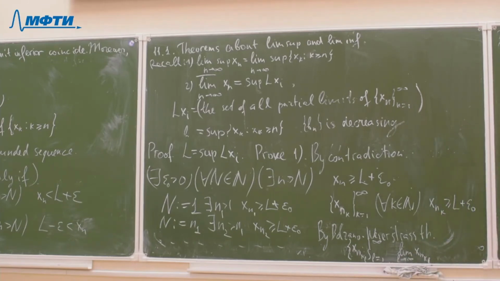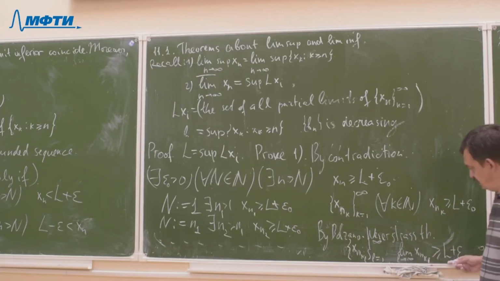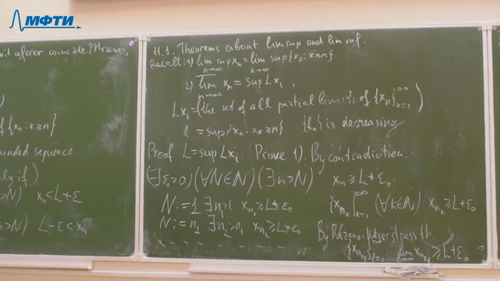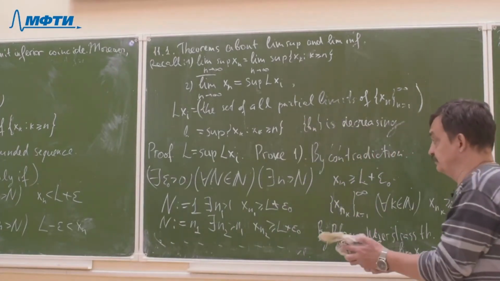And what can we say about that limit? Since every member of that sequence is greater or equal than capital L plus epsilon naught, the same inequality holds for the limit. And that's impossible, because this is a subsequence of our sequence, so that is a partial limit, and it cannot be greater or equal than L plus epsilon naught. So it's a contradiction. The first is proved.